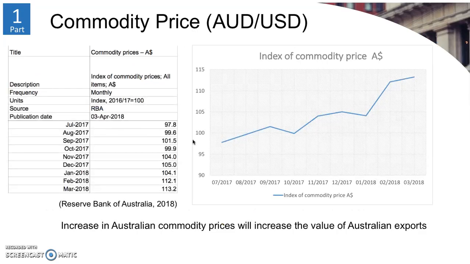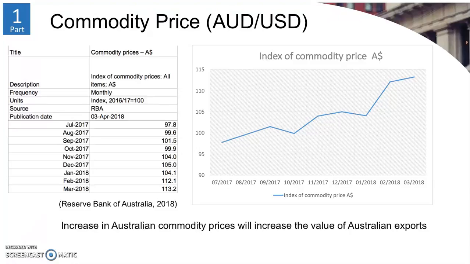The next factor that may affect the exchange rate is the commodity price in Australia. According to the Reserve Bank of Australia, the table shows the index of commodity price for all items in Australian dollars in the past 12 months. The line chart describes this data more directly. In general, the index of commodity price shows an upward trend. Based on commodity prices are widely constant.